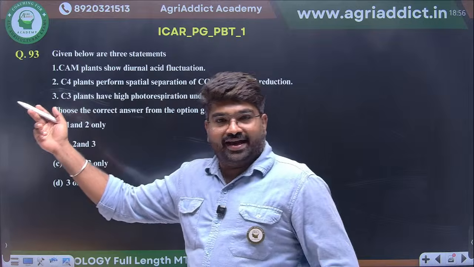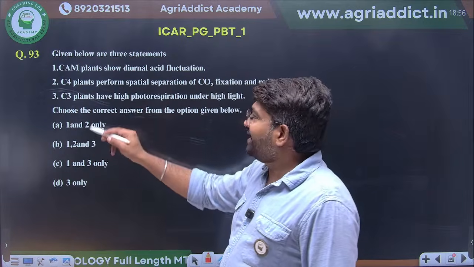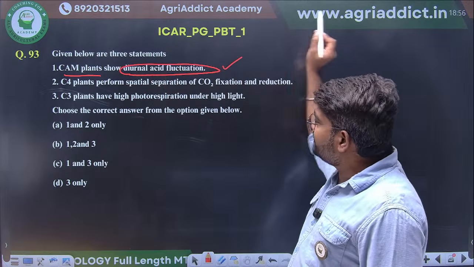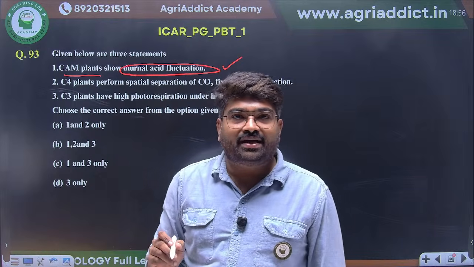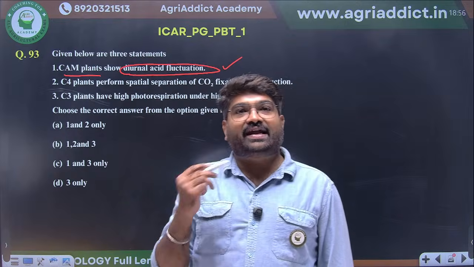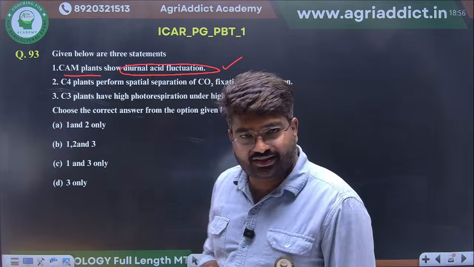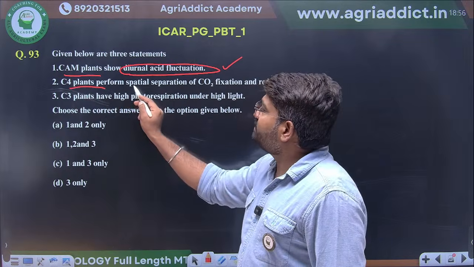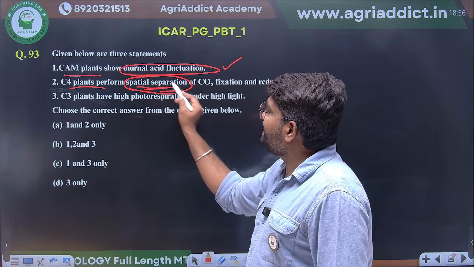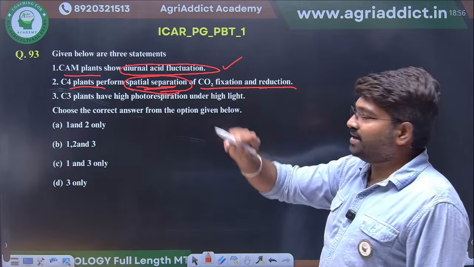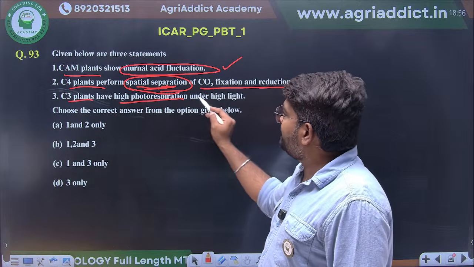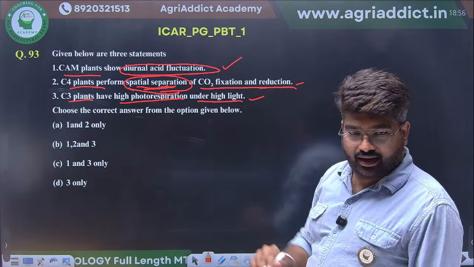Again, only photosynthesis questions we are going to see today. CAM plants show diurnal acid fluctuation. Yesterday we saw this is correct, because malic acid will be accumulated in the vacuole during night time, and during daytime this malic acid will be utilized. C4 plants perform spatial separation of CO2 fixation and reduction. Why did I take this question? I will explain. Then C3 plants have high photorespiration under light. All the statements are correct.